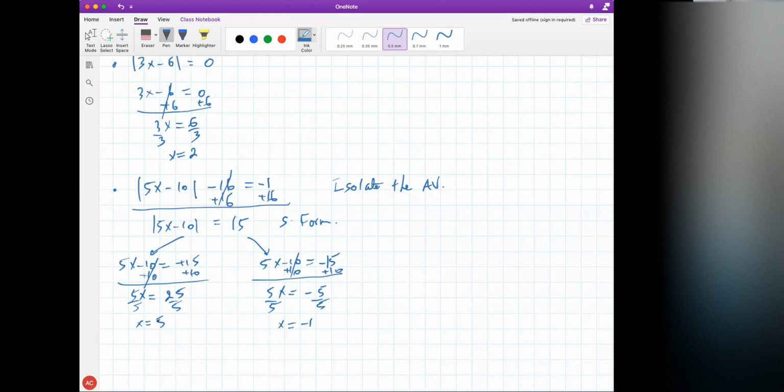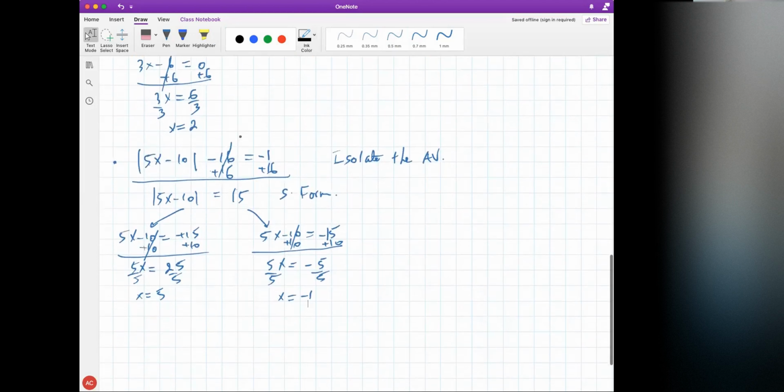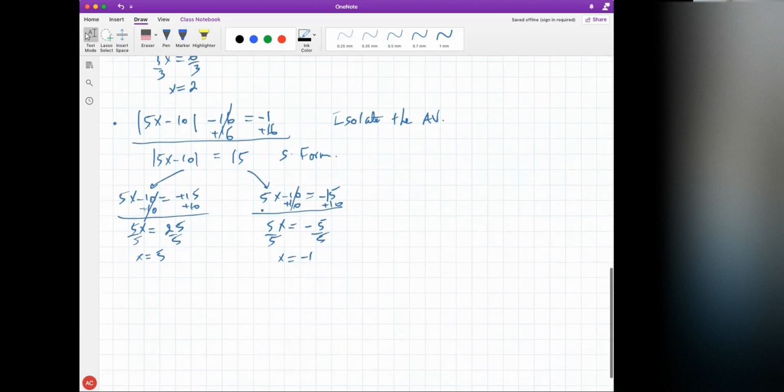So, as you can see, we have two solutions. And again, feel free to plug them in and check them. As long as you don't make a mistake here, they should work just fine, just like we did here. Plug them in and simplify your absolute value like we did before. Start with the inside first and evaluate, add, subtract, and so on.